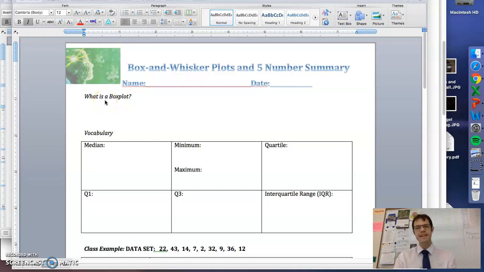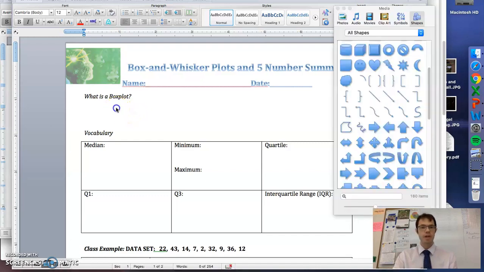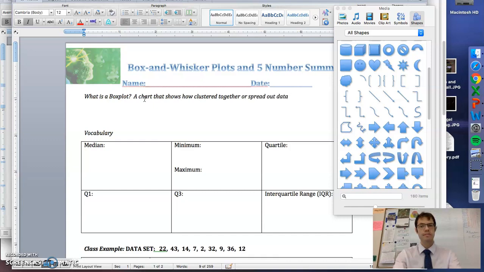Hello everyone. This lesson is going to be giving notes and showing an example of how to do a box plot with its 5-number summary. So first of all, what is a box plot? Well, a box plot is a chart that shows how clustered together or spread out data is.